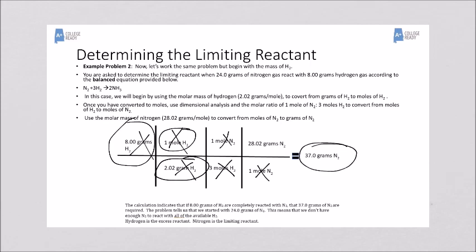So if we used all of our 8 grams of hydrogen, we would need 37 grams of nitrogen to go with it. We don't have 37 grams of nitrogen. We only have 24. That again means nitrogen is the limiting reactant. Hydrogen, on the other hand, is the excess reactant. When this reaction is over, all the nitrogen will be used up. There will be some hydrogen left over.